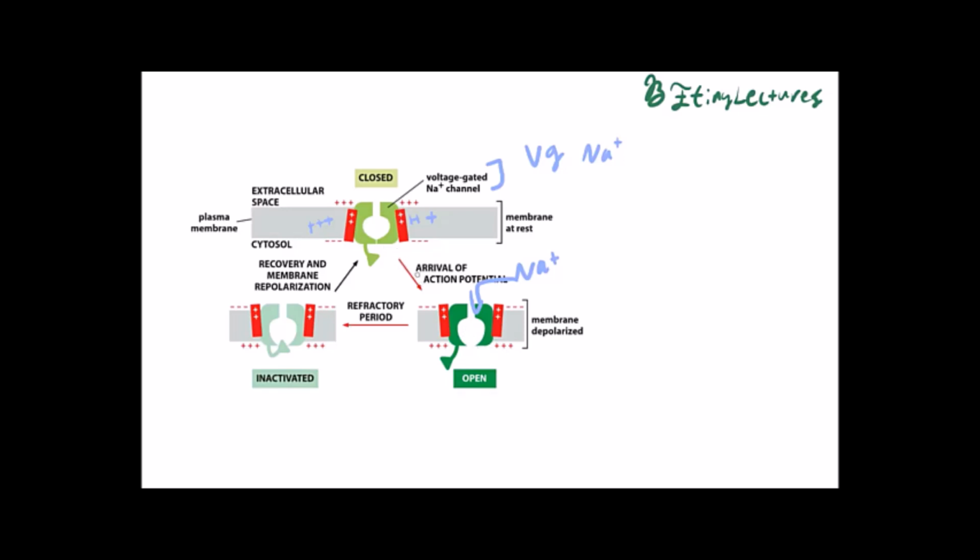Now, whenever the gate closes, we cannot immediately create another action potential. There is something called a refractory period, and the refractory period occurs because of this inactivating particle. This little tail right there is called an inactivation particle. And this inactivation particle prevents this gate from opening again.